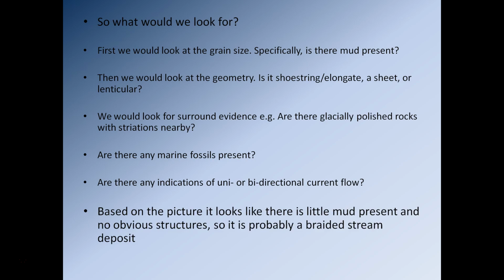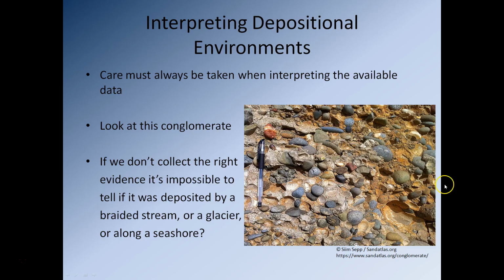So based on the previous picture, it looks like there's relatively little mud present and there's no obvious structure. So it's probably a braided stream deposit. So let's just go back to it. We can't really see much mud. It looks to be mostly sands and gravels, maybe even verging on a cobble. Okay, so the system has to be quite energetic.